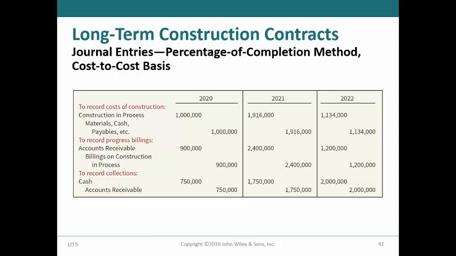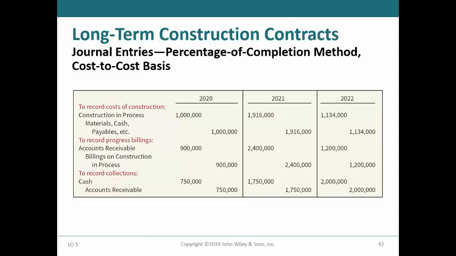There are some new accounts that are used in construction accounting. First, when costs are incurred on a construction contract, they are accumulated in an account called construction in process. You might consider this to be similar to an inventory account like work in process. However, this account not only holds all of the cost of construction, but also under percentage of completion, the gross profit on the contract that is recognized. Another account is billings on construction in process.